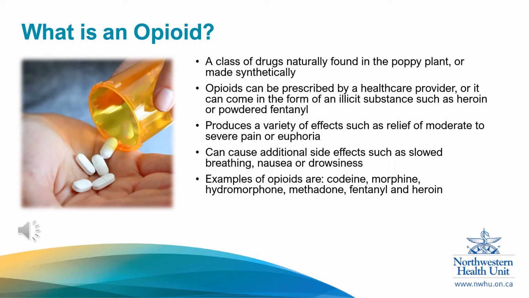What is an opioid? An opioid is a class of drugs naturally found in the poppy plant or made synthetically. Opioids can be prescribed by a healthcare provider, or they can come in the form of illicit substances such as heroin or powdered fentanyl. They produce a variety of effects such as relief of moderate to severe pain or euphoria. They can cause additional side effects such as slowed breathing, nausea, or drowsiness. And some examples are codeine, morphine, hydromorphone, methadone, fentanyl, and heroin.